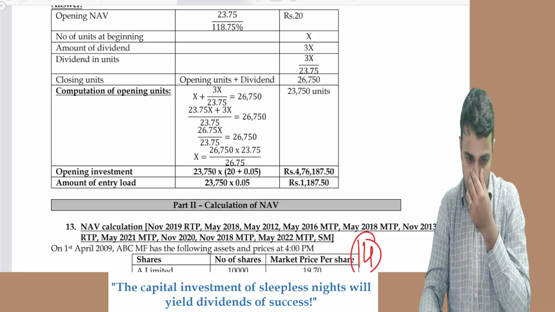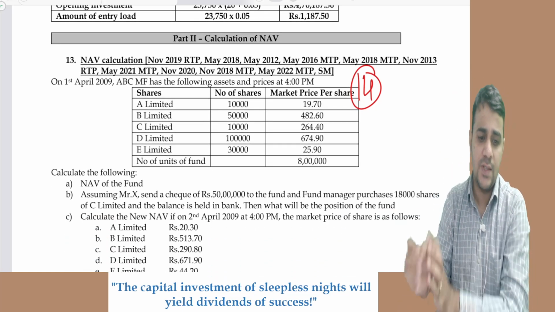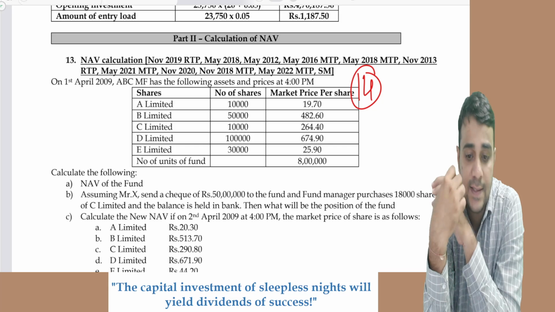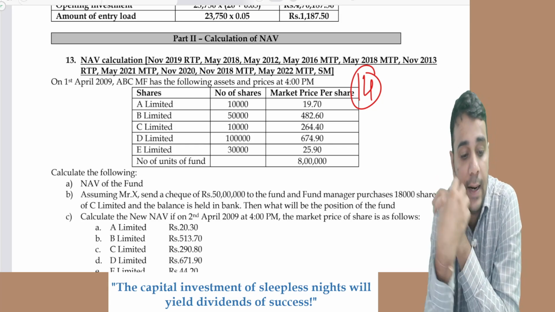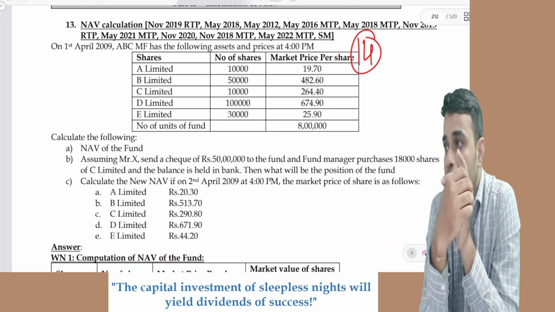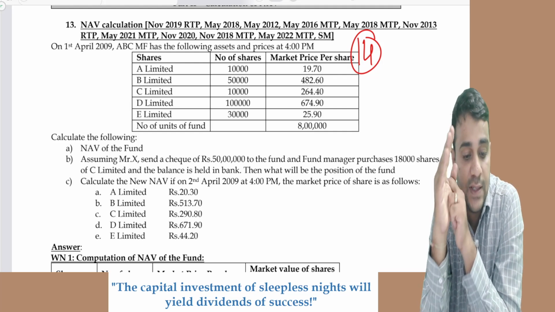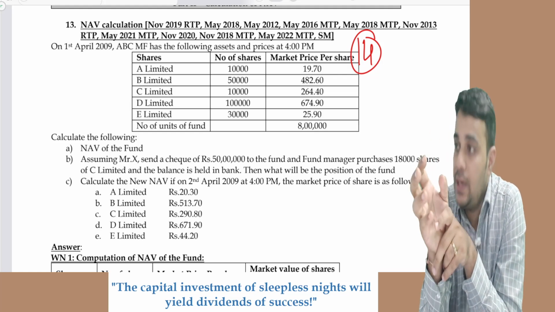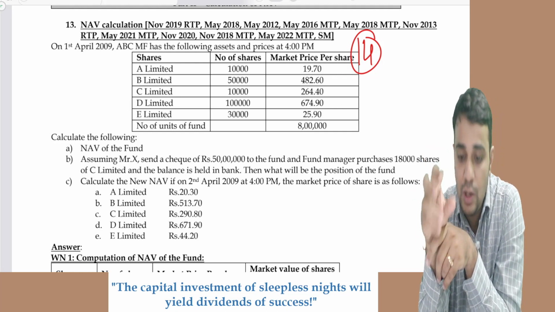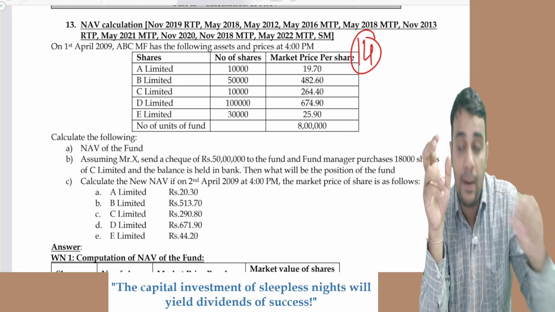Let's see the question now. Let's come to 13. On 1st April 2009, ABC MF has the following assets and prices. This is question 14 in the other book. At 4 p.m., shares, number of shares and market price: A Limited, B, C, D, E, number of units. NAV of the fund. Mr. X sends a cheque of 50 lakh and the fund manager purchases 18,000. What will be the question? Calculate the new NAV if the market price is as follows.